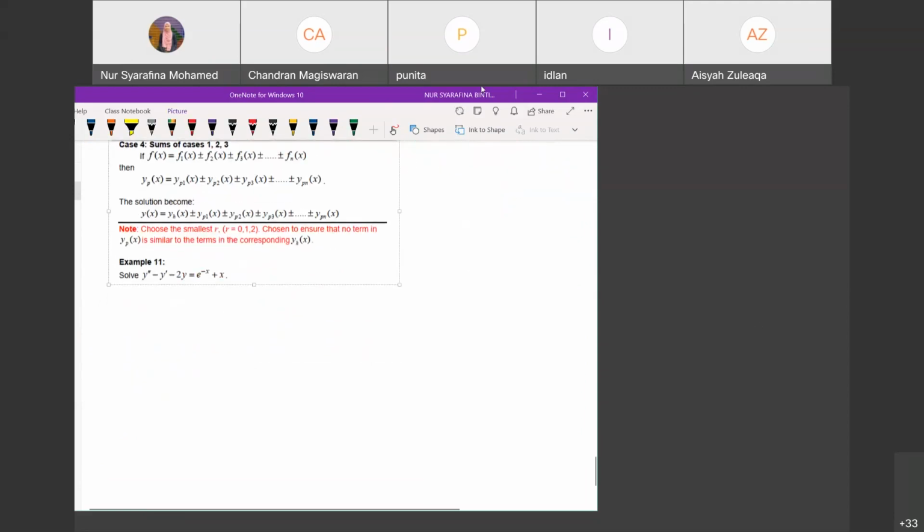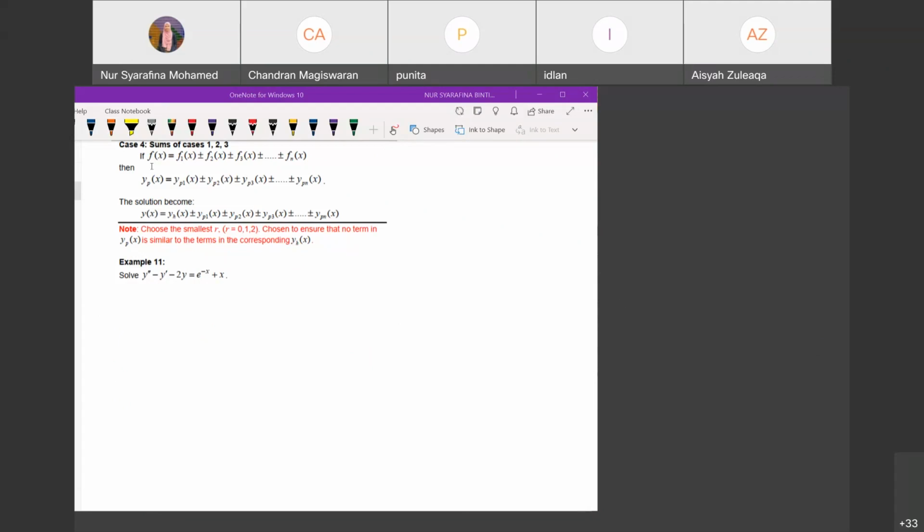Okay. Let's proceed with the next case, which is the sums of cases 1, 2, and 3. In case 1, we have polynomial. Case 2, we have exponential. Case 3, we have sine or cosine. Now, case 4 is a sum of cases 1, 2, or 3: either 1 plus 2, or 2 plus 3, or 1 plus 3, or 1 plus 2 plus 3.